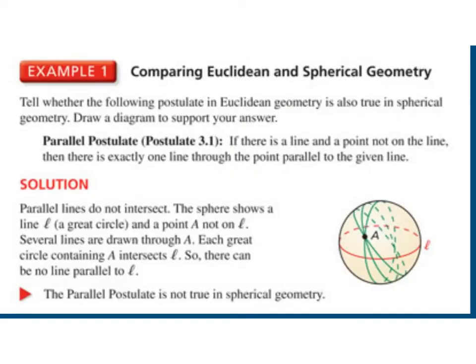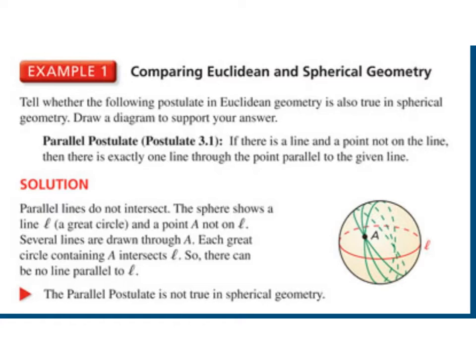Example 1. Tell whether the following postulate in Euclidean geometry is also true in spherical geometry. Draw a diagram to support your answer. Parallel postulate: if there's a line and a point not on the line, then there's exactly one line through the point parallel to the given line.